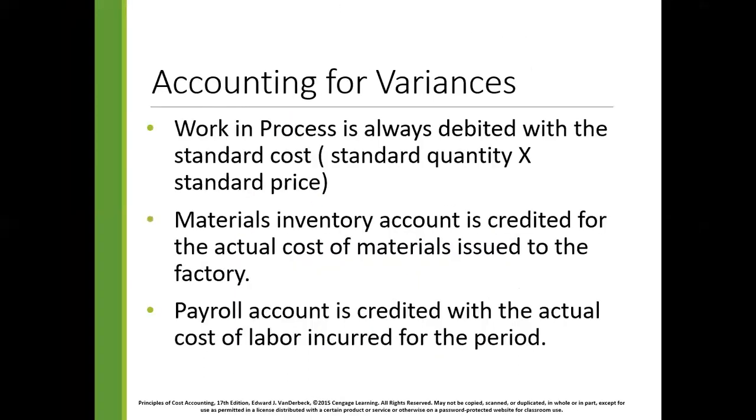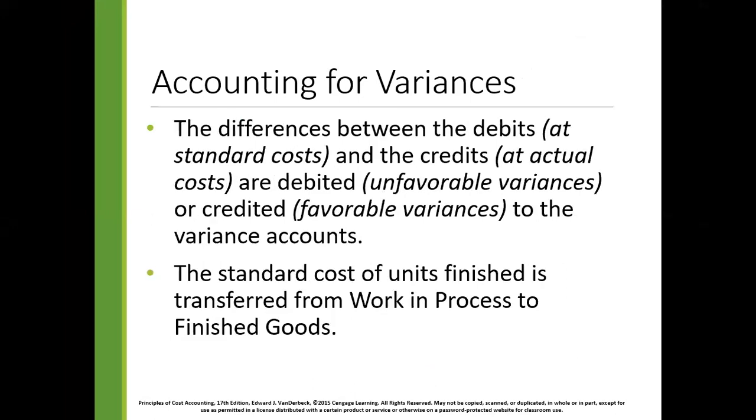All right. So, and I mentioned this a moment ago, work in process is debited with the standard cost. Material inventory account is credited for the actual cost of materials issued to the factory. Payroll account is credited with the actual cost of labor incurred for the period. The differences between the debits, the standard cost, and the credits, the actual cost, are debited for unfavorable variance, credited for favorable variance to the variance accounts. The standard cost of units finished is transferred from work in process to finished goods.